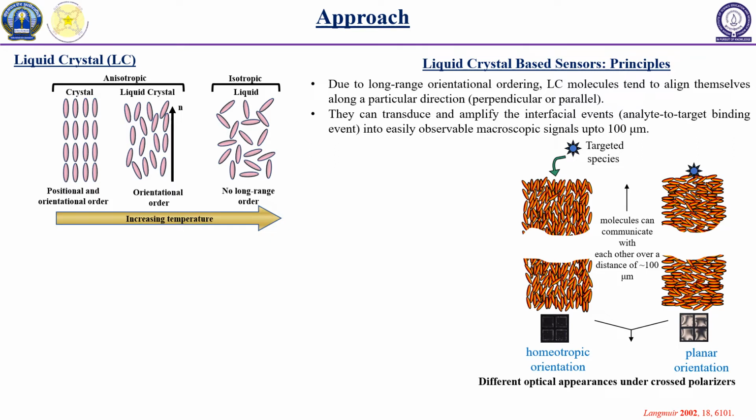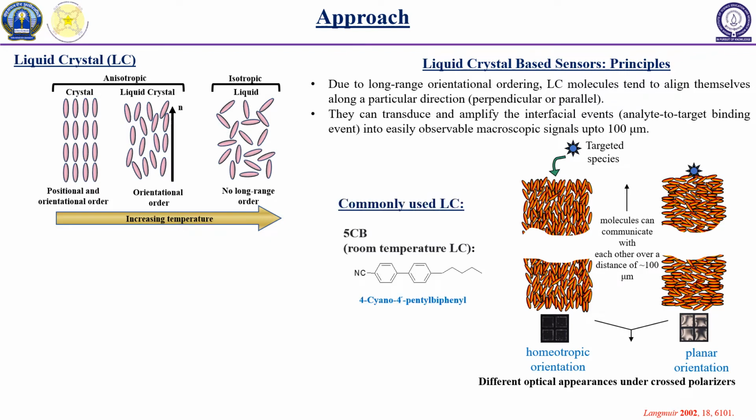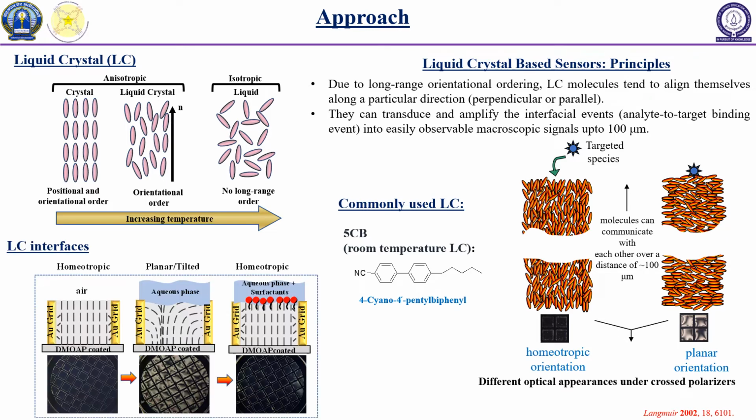When they align themselves in the perpendicular direction, they give the dark appearance which is known as the homeotropic orientation, and when they align themselves in the parallel direction to the substrate, they give the bright appearance which is known as the planar orientation of the LC. For designing LC sensors, we commonly use the LC which is 5CB. It is a 4-cyano-4-pentyl biphenyl system and it is a room temperature LC system.